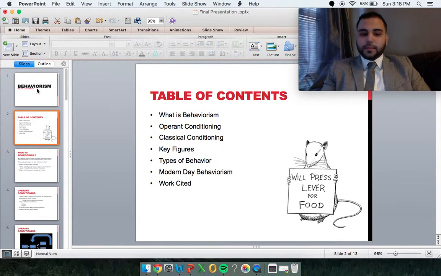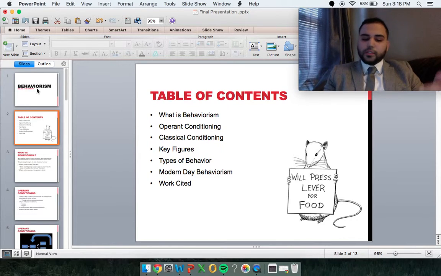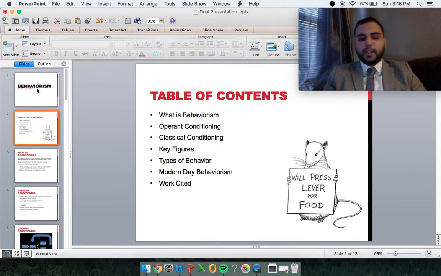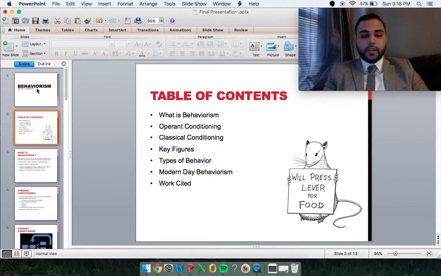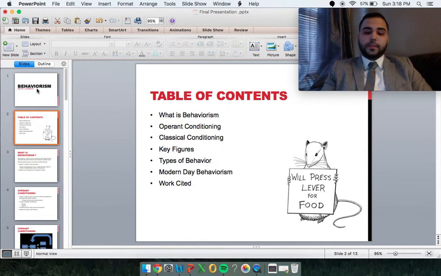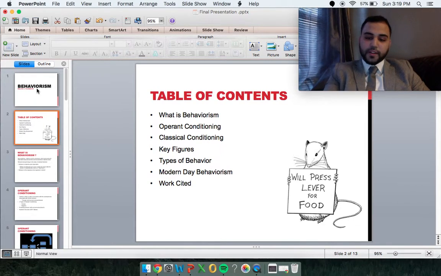Table of contents. So this is basically just walking you through what will be presented today and in the order that will be presented and what to expect. So we'll start off with what is behaviorism. There I will give you the book definition and just more details about behaviorism and the two types of conditioning that have to do with behaviorism, which are operant conditioning and classical conditioning. Hence the little picture here of the mouse holding a sign that says we'll press lever for food. It's just a joke that has to do with operant conditioning.